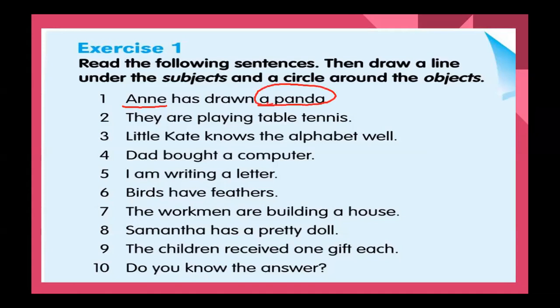All right. Have you understood? I'm underlining the subject and I'm circling the object. Okay, next sentence. They are playing table tennis. Can you figure out what is the subject and the object? They is the subject. Table tennis is the object.